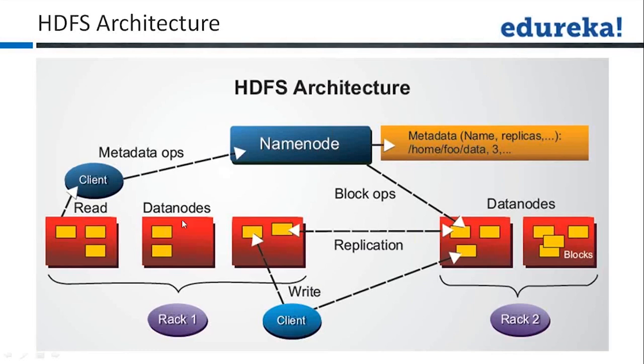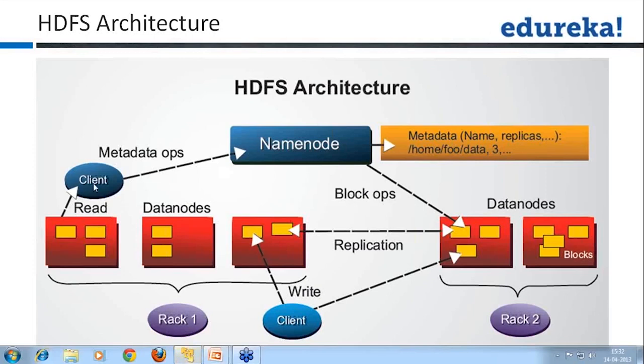Okay, now let's look at this diagram. This is a little more complex than the earlier diagrams. A few more new terms are also introduced in this. I'm going to explain this. Don't worry, by the end of this slide you will understand each and every term here. So we have a name node here which is clear to everyone. We have a client also which we've understood.